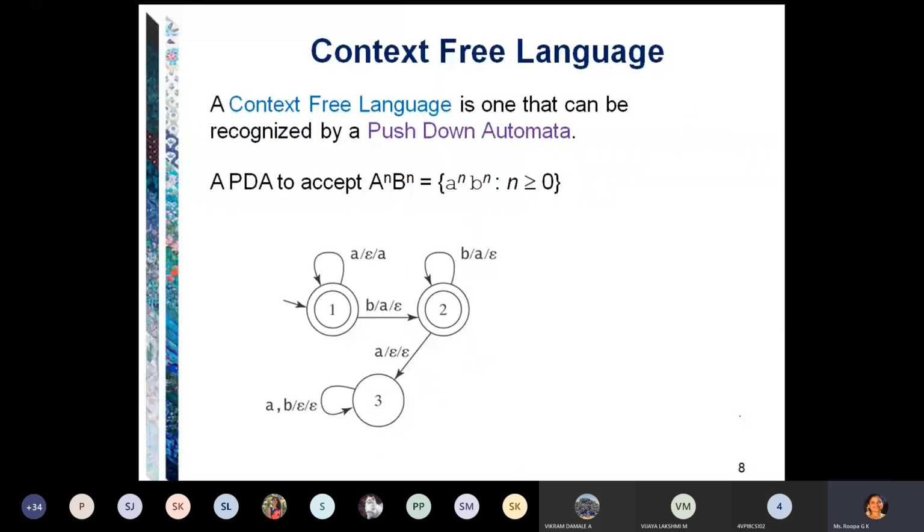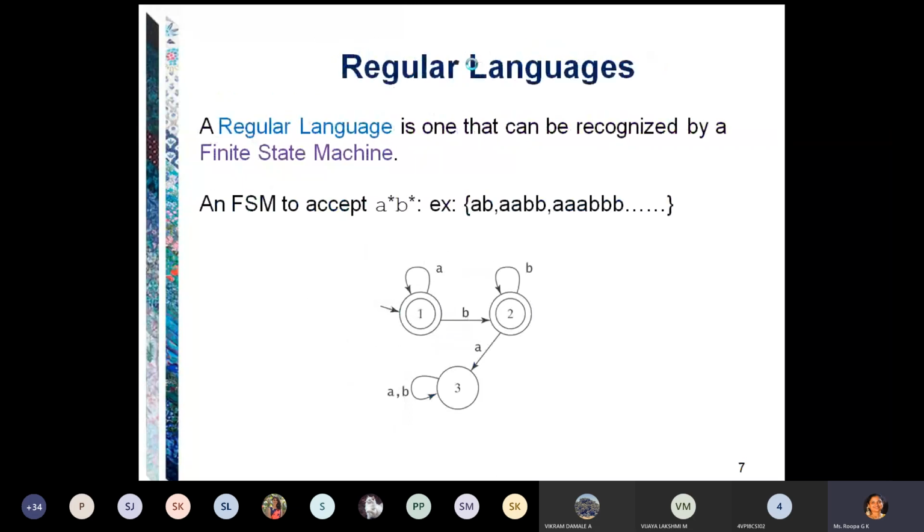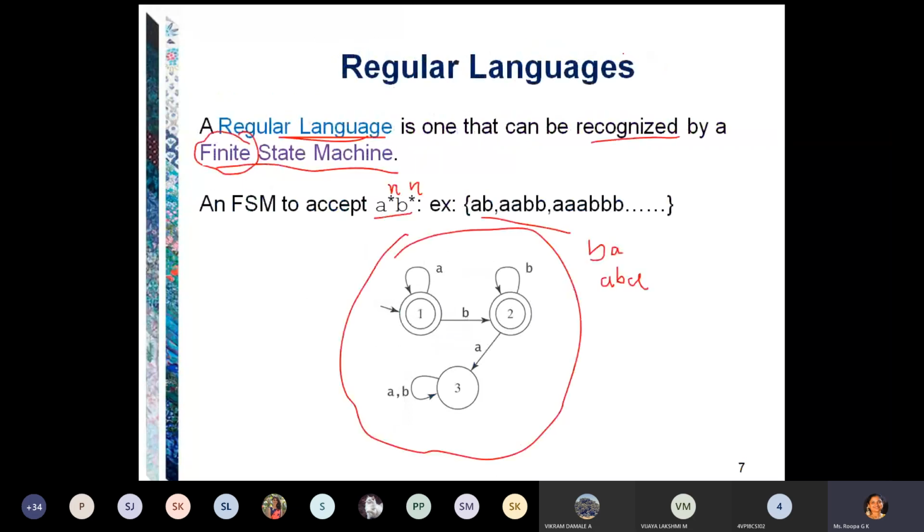Now, the second category, context-free language. What is a context-free language? It is a language recognized by another machine called a PDA. The full form of PDA is pushdown automata. Push, as the name indicates, makes use of a stack. The main drawback of the previous FSM is that it will recognize any number of A's followed by any number of B's, but it will not recognize properly A power n and B power n.